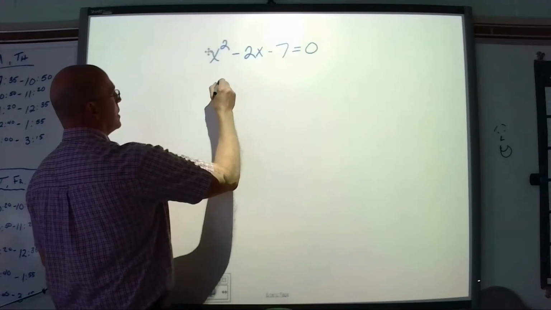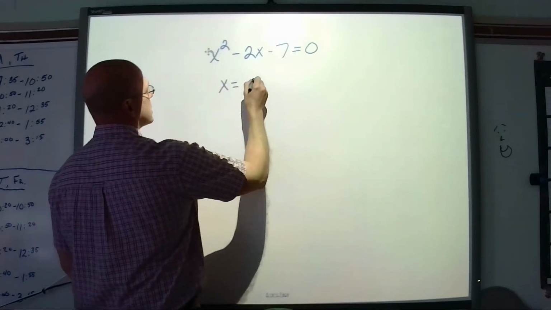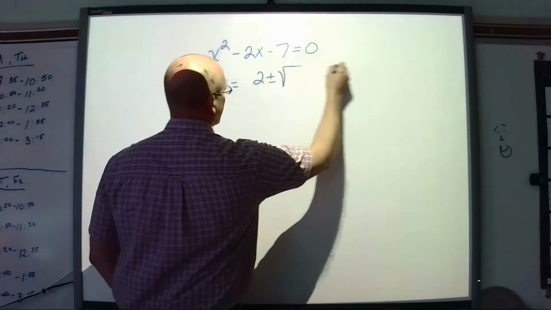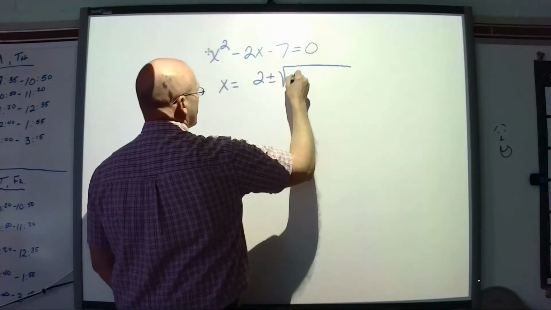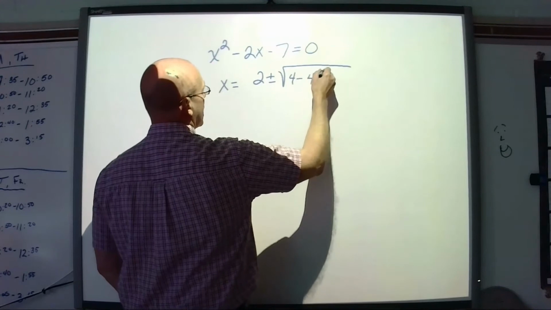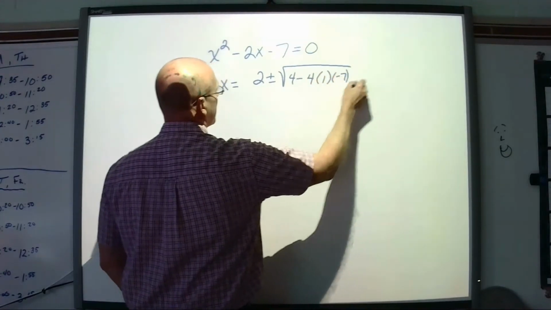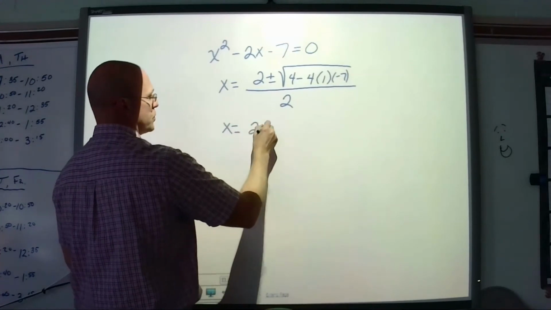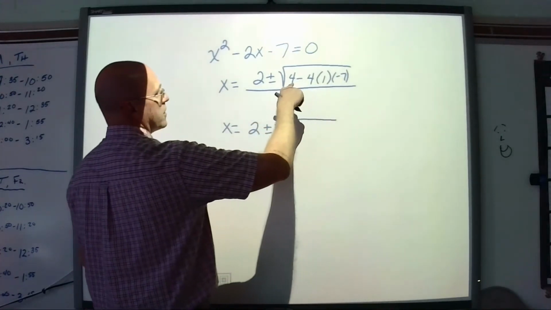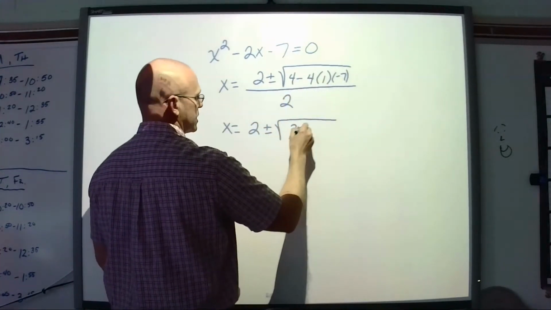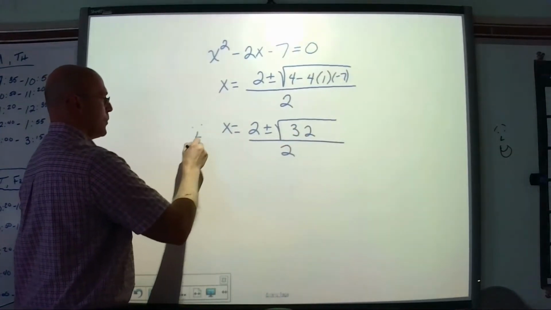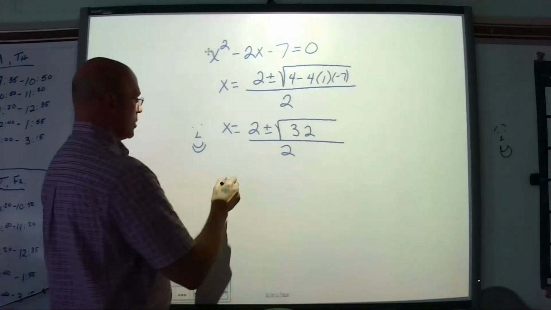Quadratic formula. Okay, x equals negative negative 2, so 2 plus or minus the square root of b squared, 4 minus 4 times 1 times negative 7, all over 2. That's x equals 2 plus or minus the square root of 4 plus 28, which is 32, all over 2. Remember, if you get to that point, that's still a good answer. I'm going to go a little further.